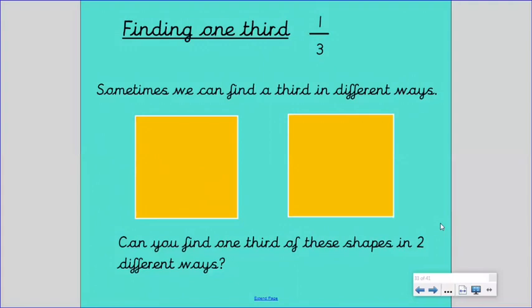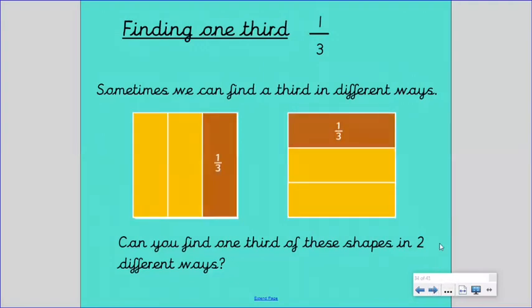Okay, let's go through this one. So here are 2 different ways that you could split these shapes into 3 equal parts. So from top to bottom to form 3 equal rectangles going vertically, or from left to right to form 3 equal rectangles going horizontally. Okay, both of them are split into 3 equal parts. So well done if you got that one right.